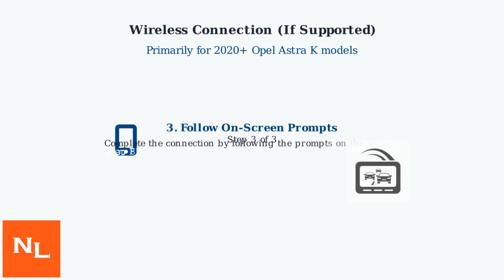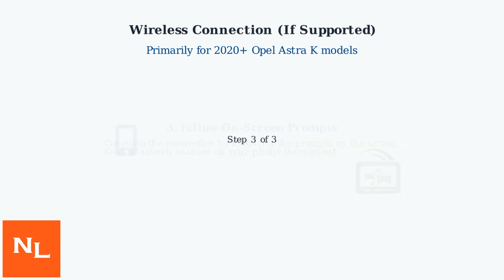Finally, follow the on-screen prompts to complete the wireless connection. The system will guide you through granting permissions and setting up the mirroring. Remember to keep Bluetooth enabled on your phone during the entire process.